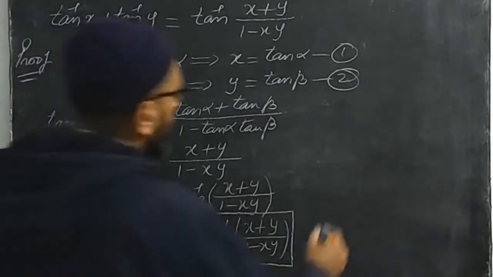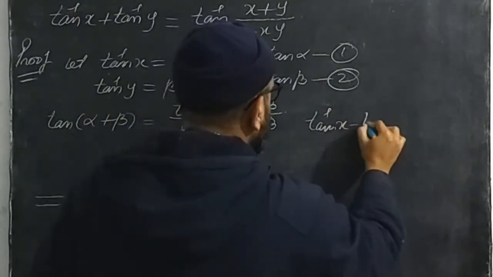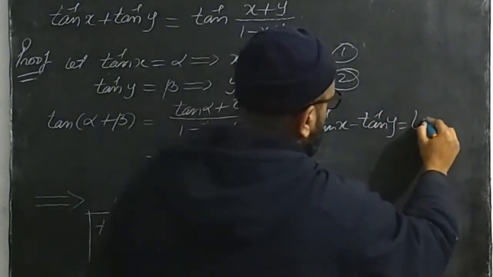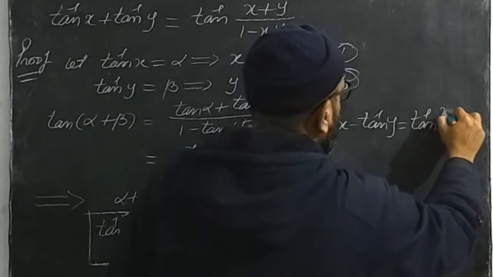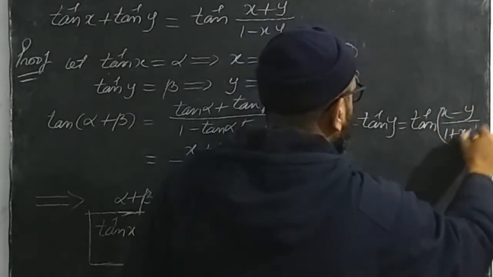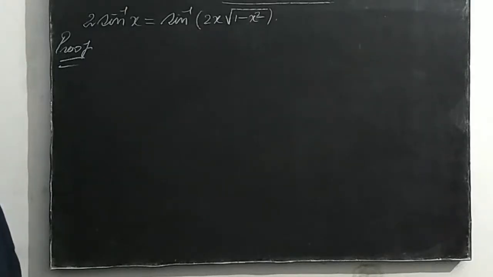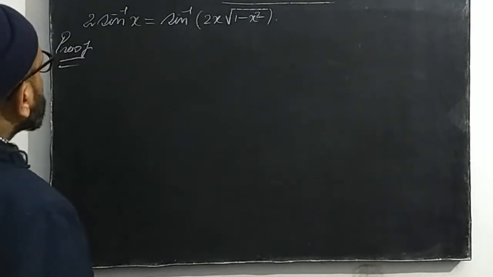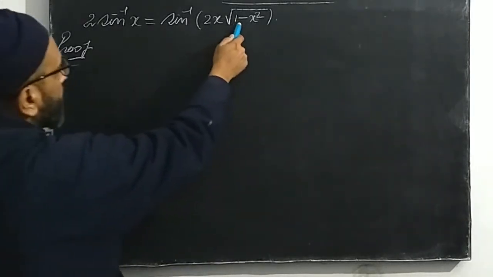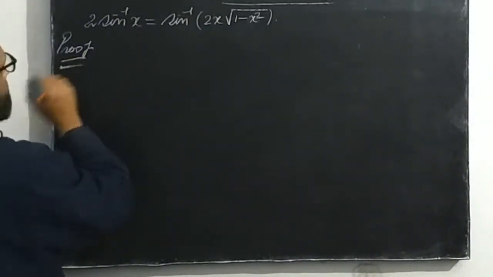In the same way you may prove tan inverse x minus tan inverse y is equal to tan inverse of x minus y over 1 plus xy. So try this formula yourself. Now the next important formula of inverse trigonometry is 2 sine inverse x is equal to sine inverse of 2x under root 1 minus x square. So now we are going to prove it.